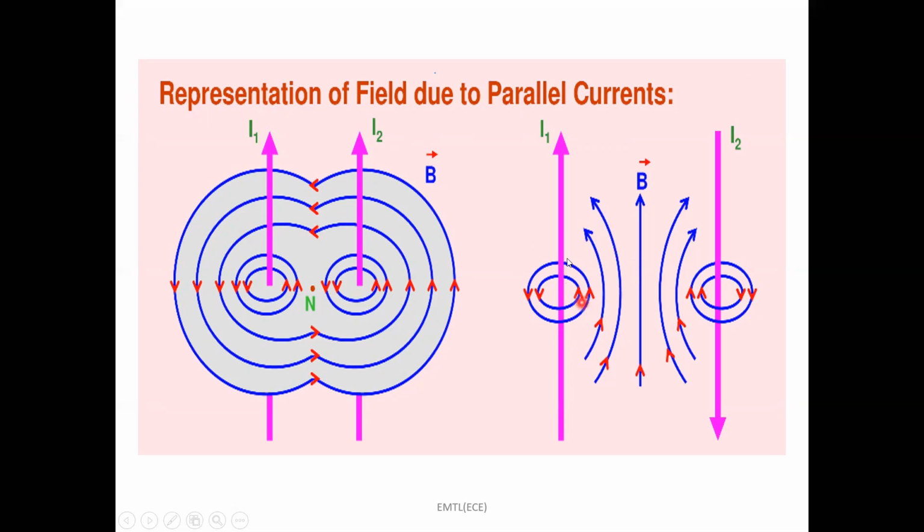Whenever the current flows in opposite directions inside the conductors, then you observe that the magnetic field directions in both are the same. That's why a repulsion takes place. So this is the representation of a magnetic field developed due to parallel currents when they are in the same direction and in opposite direction.